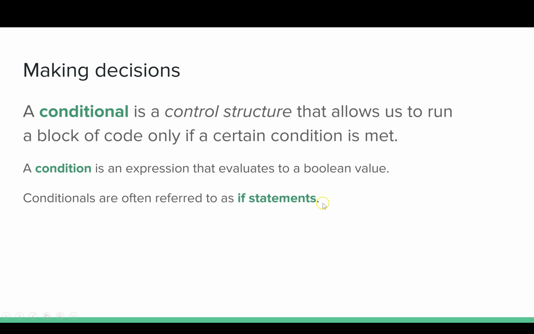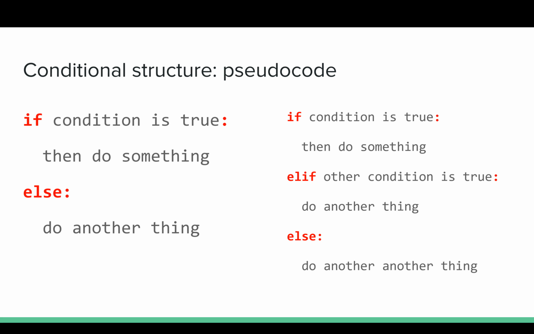Okay, so we continue to where to apply these Boolean values. Making a conditional is a control structure that allows us to run a block of code only if a certain condition is met. So now we can have a choice. Up till now, all the statements were run from top to down, but now we have a choice to skip a few statements.